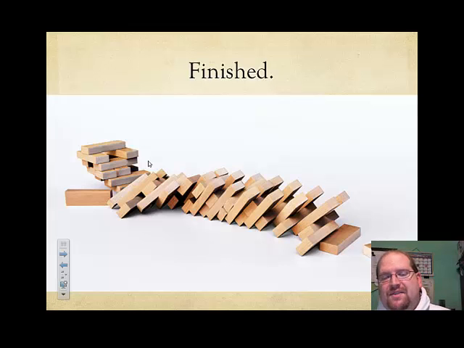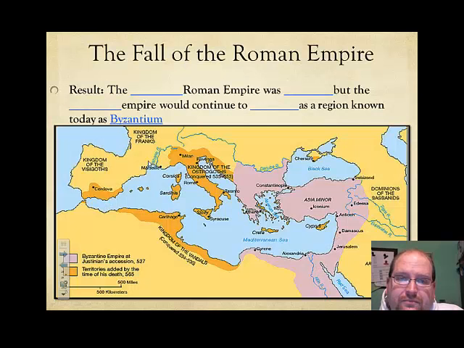And because of this, the empire is finished. It collapses on itself because of lack of military, political reasons, economic reasons, and social reasons. The final result was that the Western Roman Empire, over here, was no more. But the Eastern Empire would continue to thrive as a region known today as Byzantium.